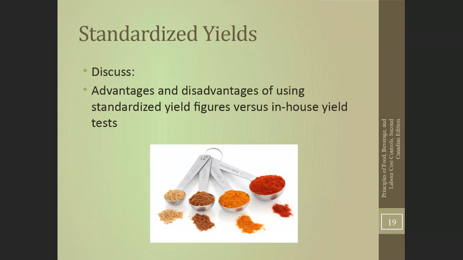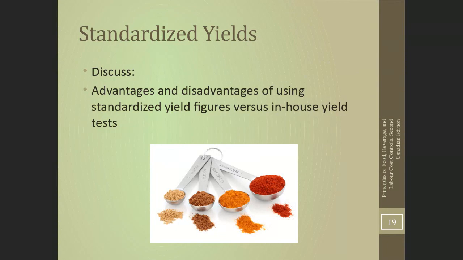So a standardized yield is a yield that you've identified as consistent for a specific product, as opposed to an in-house yield, using one of the tests that we just talked about. Standardized yields have advantages in some cases over in-house yield tests because they're standardized and they're fairly accurate. For example, with a reasonable amount of certainty, you can say an onion is going to have about a 90% yield. Even if it's 92% for a specific onion, it's not going to affect the cost of your products much, because it is a low-cost item.